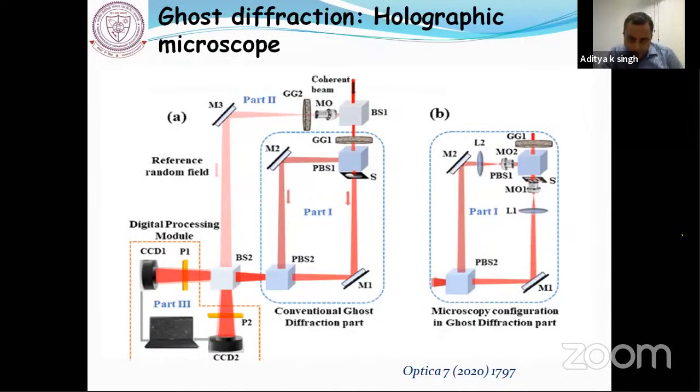very good. So what we try to do is replace the part 1 by a microscopic setup, which is shown on the right hand side as B, and the remaining part of the system is the same. Here we have only used the 4F system. You can see the object is in the 4F system, and then we implement this into the microscope.